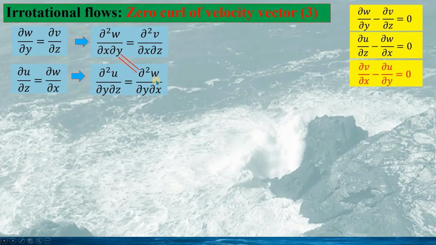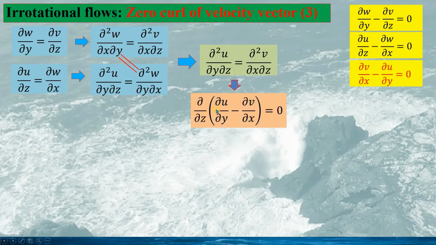Looking at these two equations, we find this term is the same as this term, because the order of the partial differentiation with regard to x and with regard to y is irrelevant. Therefore, these two terms are the same. This means we would have an equation given as this. And we can take the partial differentiation with regard to z out of the calculation. We can have the expression as this.